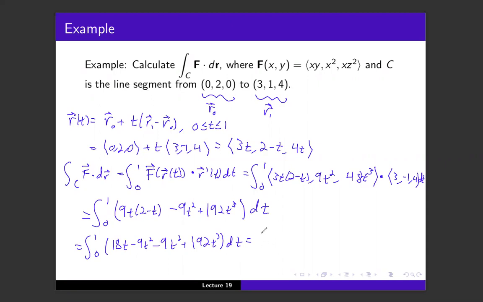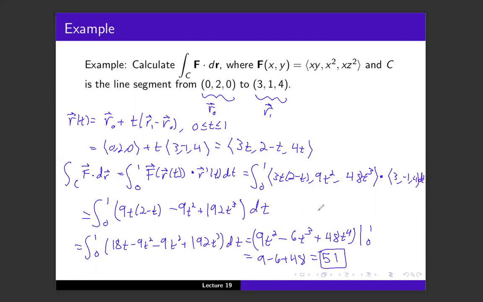And after doing all of this, this is going to become 9t squared minus 6t cubed, plus 192 divided by 4, which we now know is 48, t to the 4th, evaluated from 0 to 1. 9 minus 6 plus 48, or in other words, just 51. So that's the answer. That's how you work out what these things are.